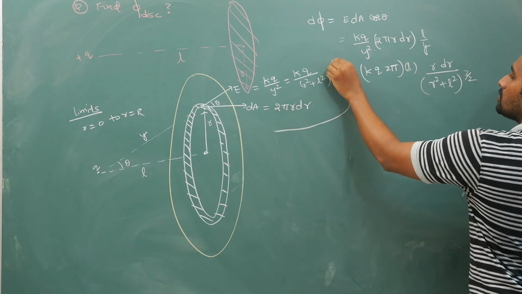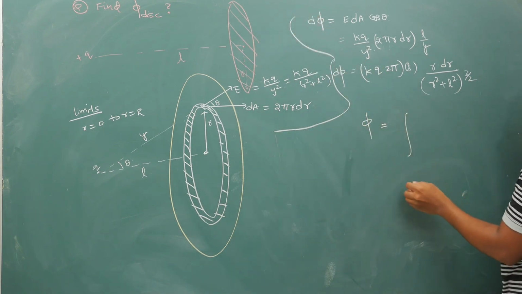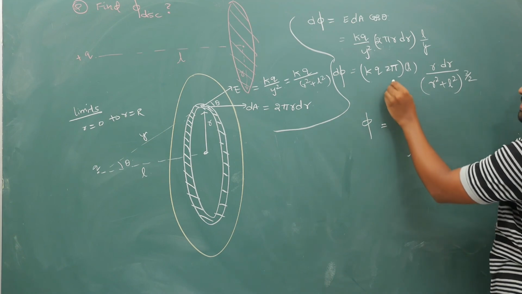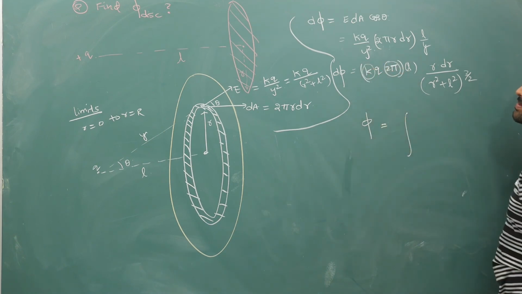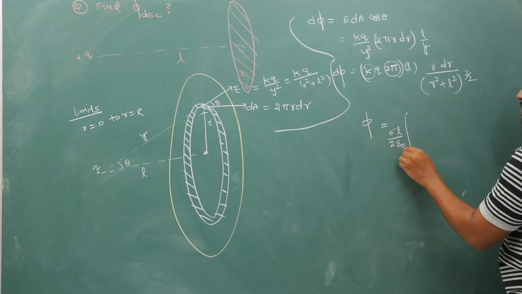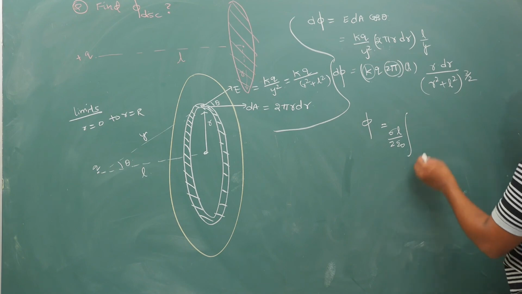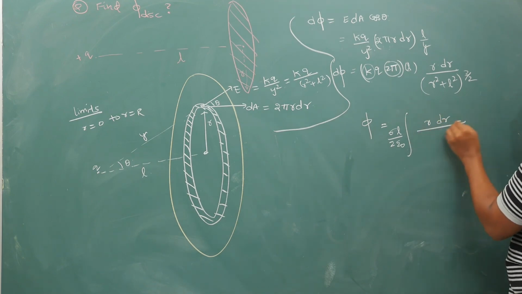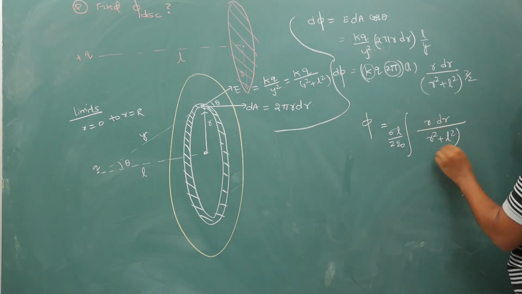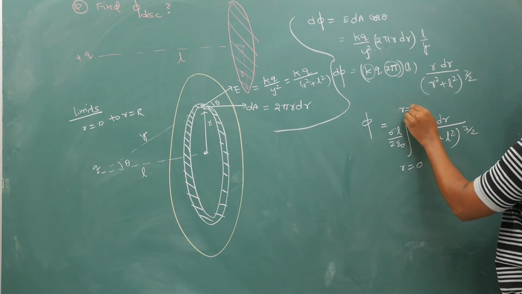Now how will you simplify this? To get the total flux, you are supposed to integrate it. So 2 pi into 1 by 4 pi epsilon naught will cancel off, and you are going to get qL by 2 epsilon naught times the integral of r dr by r square plus L square whole power 3 by 2, from r equal to 0 to r equal to capital R. Sorry, why is this sigma? This is q only, q into L.